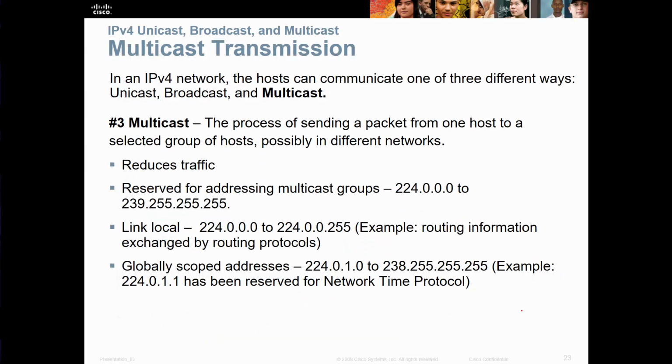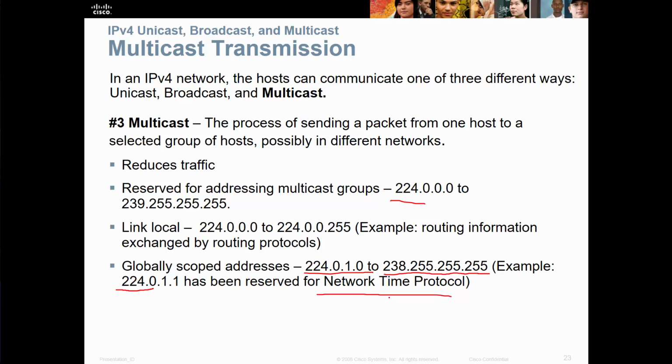Multicast is the process of sending packets from one to a select group of addresses. Normally we're dealing with 224.0.0.x-ish. That way it will be a specialized multicast address. Other link local addresses could be anything in the 224.0.0.0 range to 224.0.0.255. If we're looking at globally scoped addresses, it's 224.0.1.0 through 238.255.255.255. 224.0.1.1 has been reserved for the NTP protocol. Lots of nice little detailed information in this chapter.